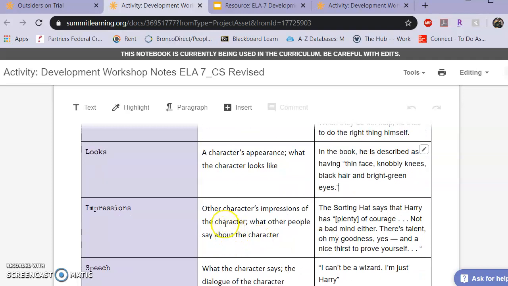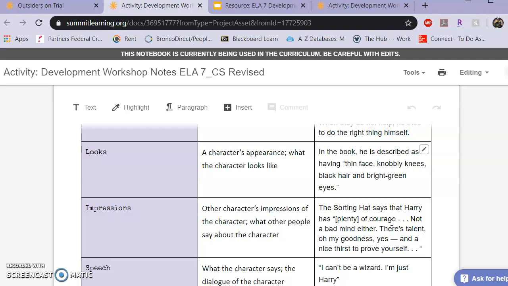Impressions. What is impressions? It's other characters. So how other people in the story see the character, what other people say about the character. And the Sorting Hat, which is a character in the Harry Potter books, says that Harry has plenty of courage and he doesn't have a bad mind either. There's talent, oh my goodness, yes. And a nice thirst to prove yourself. So the Sorting Hat says that he has courage, he doesn't have a bad mind, which means that he's smart. There's talent and a nice thirst to prove himself.